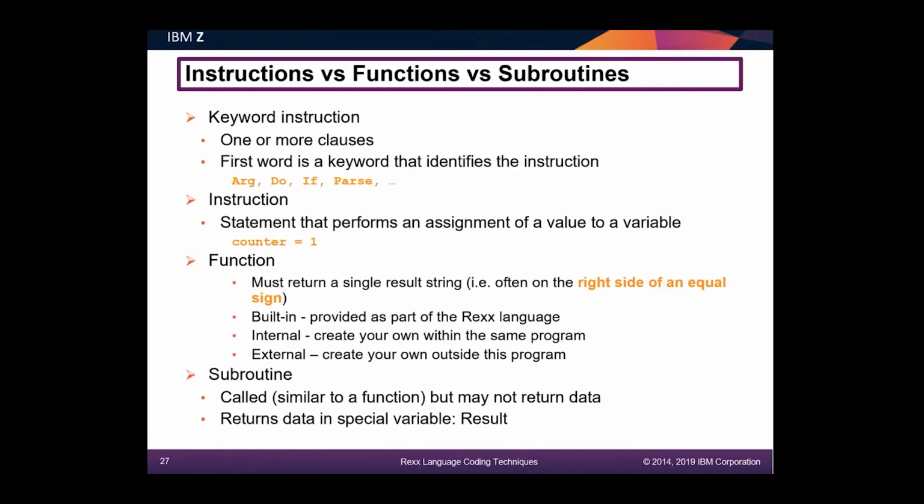Subroutines are very similar to functions. They're just called differently because they may not return data. So functions are required to return data. Subroutines are not required to return data. If you do return data in a subroutine, it's in a special variable called result. The data that's returned in a function is actually just the result of the function, the value of the function. There's no special variable that contains the value. When you're calling a subroutine, you actually have to specify what data you want to return, and that automatically gets put into a special variable called result. And we'll see some examples here.